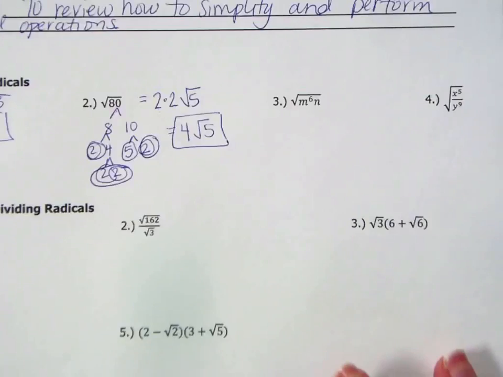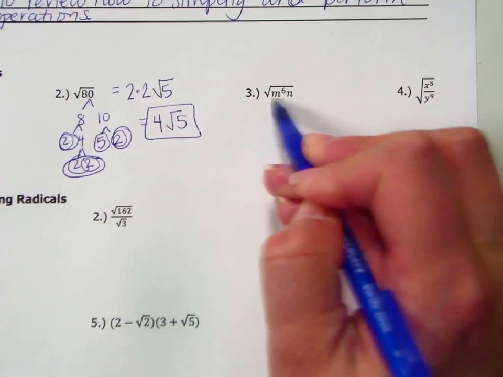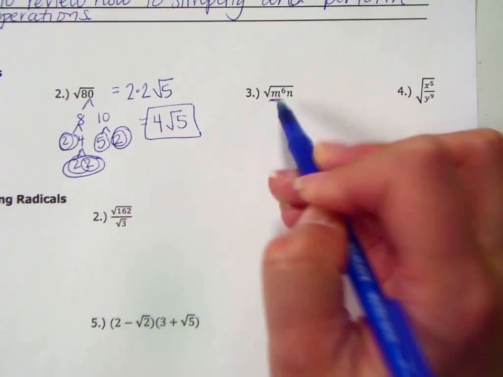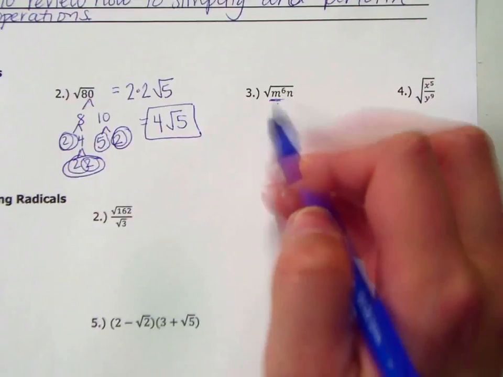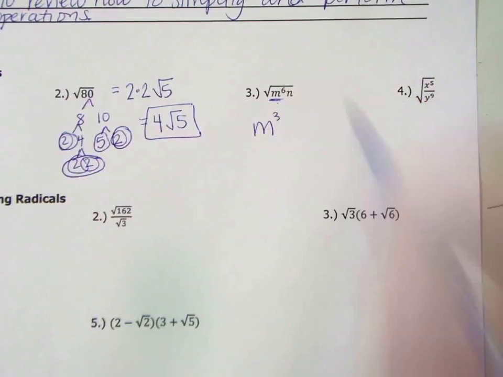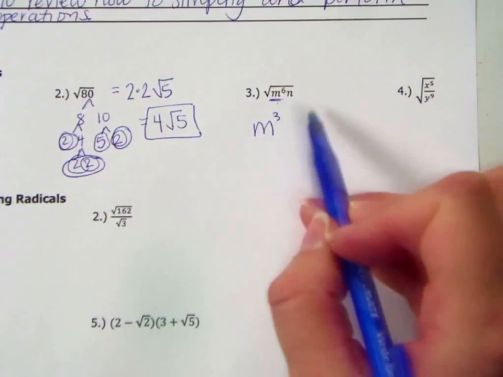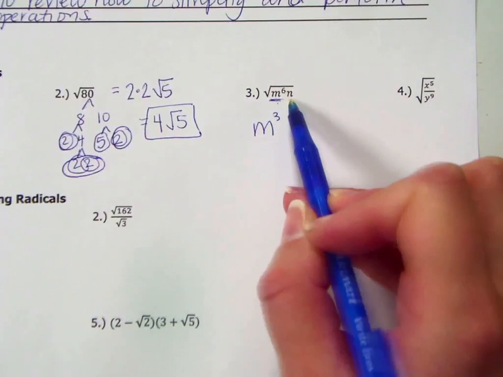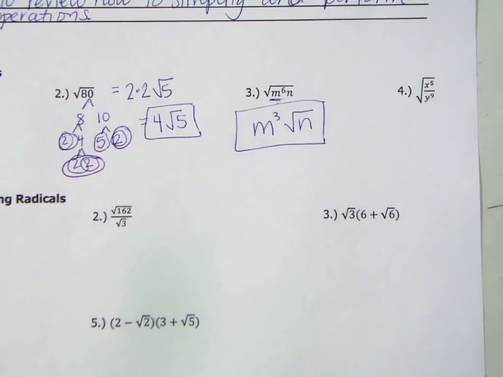If we look to variables, I'm still looking for pairs. So think about how many pairs of m's I can make out of 6. Well, in 6 m's, I can make 3 pairs, so I'll take all 6 out with none being left over. Of 1 n, I cannot make any pairs, so the 1 n will stay under the radical.